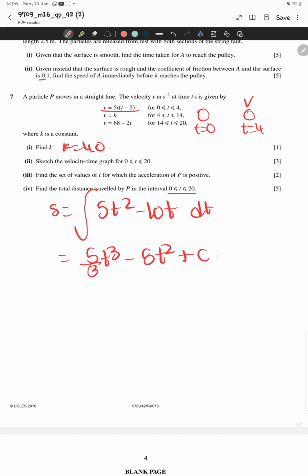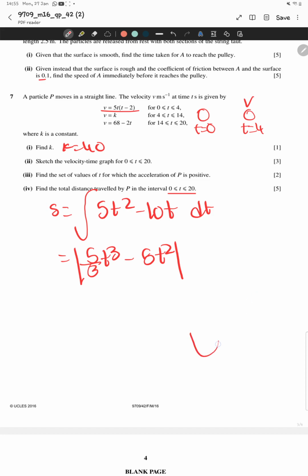plus c. But you don't really need that because you're finding a quantity. It doesn't really matter. Then you apply limits to this. The limits will be from 0 to 4, by the way. Actually, wait. If you want to find distance traveled, I think you have to do it separately, because otherwise it'll give negative.